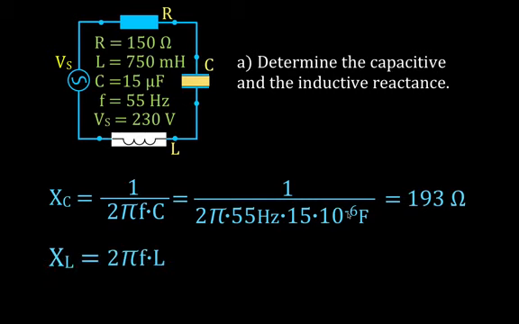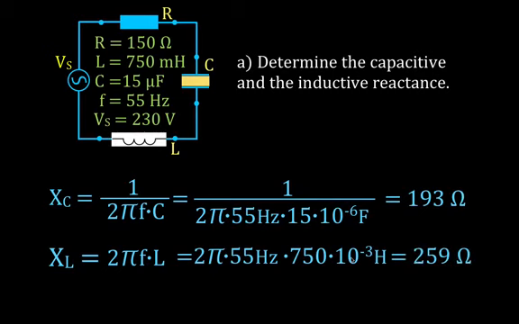Now for the inductor we use the equation 2 times pi times f times L, the frequency times the inductance of the inductor, and therefore it's 2 times pi times 55 hertz, and this inductor is 750 millihenry, so that's 10 to the minus 3. We multiply those values together and we get 259 ohms. Okay, so that is the capacitive and the inductive reactance.